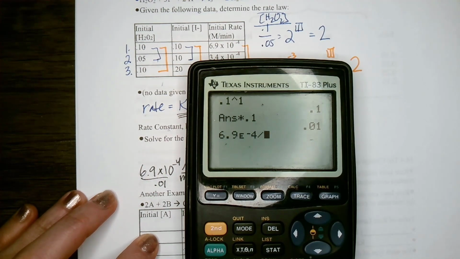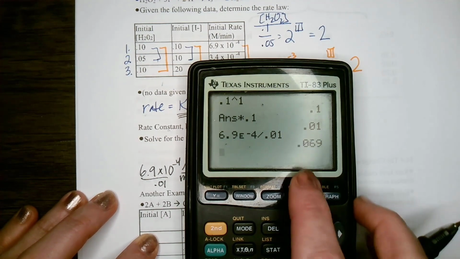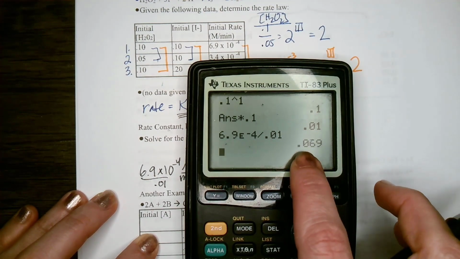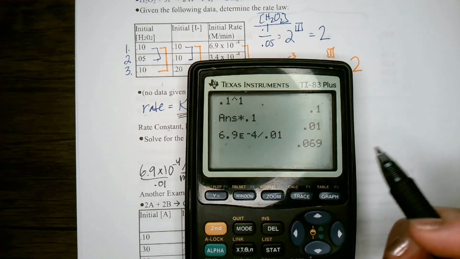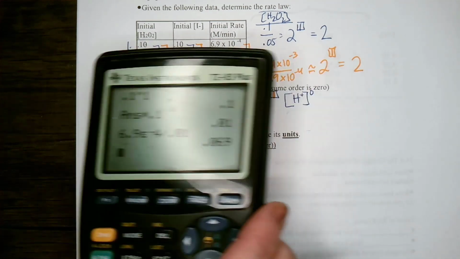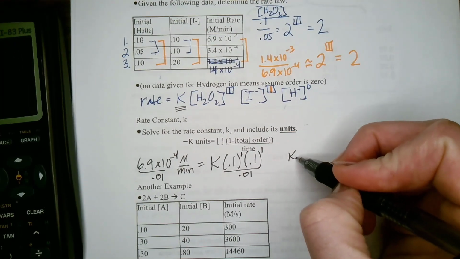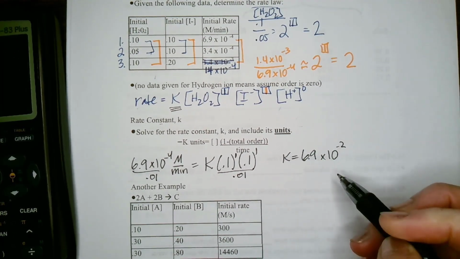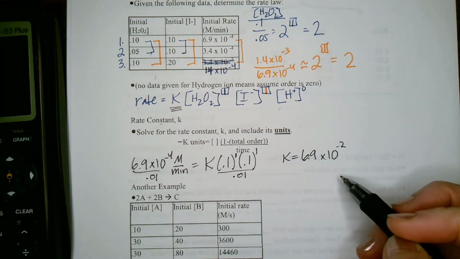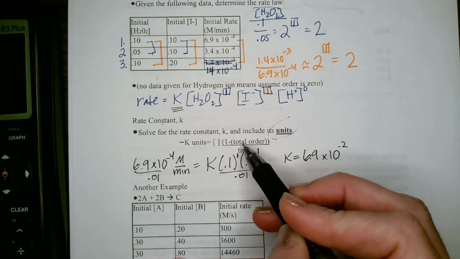So 6.9 times 10 to the negative 4th divided by 0.01. We get 0.069, or we can write this as 6.9 times 10 to the negative 2. So our K is equal to 6.9 times 10 to the negative 2.